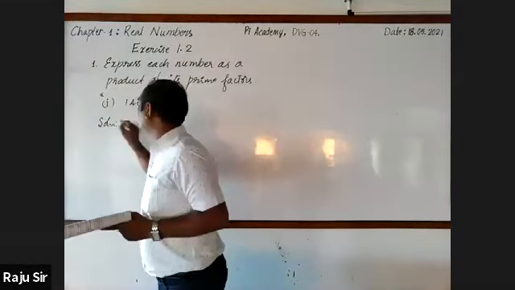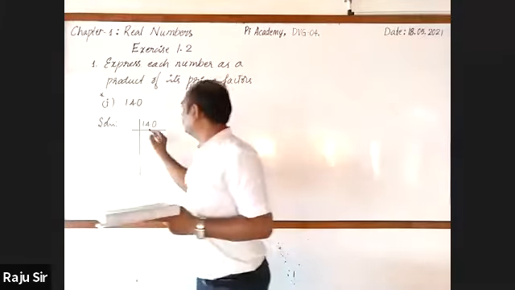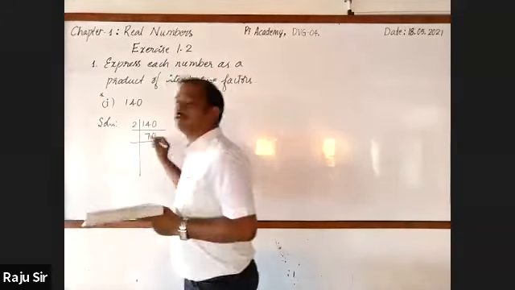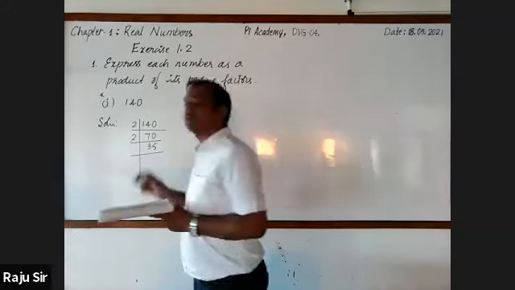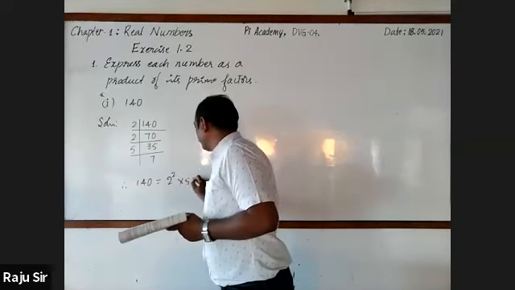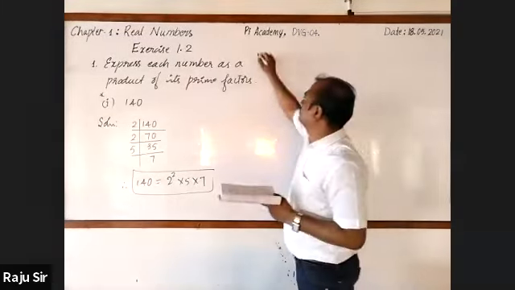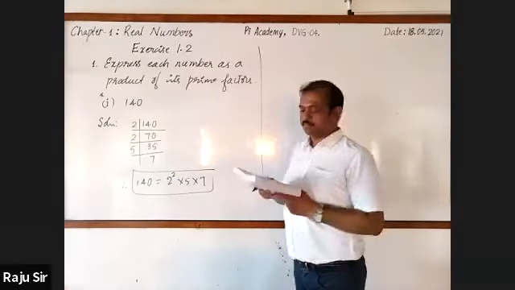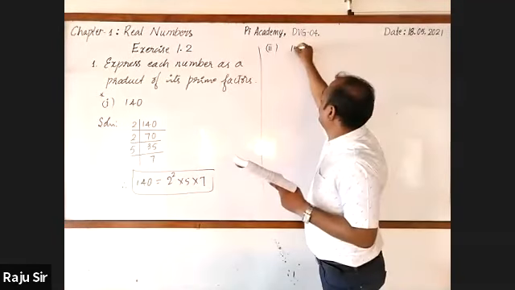Start finding. It is 140, as it is an even number. Divide this by 2. 2 sevens are 14, zero. Again divide by 2 as it is even. 2 35s. And it ends with 5, so 5 into 7. 2 square into 5 into 7. Very good. Therefore, 140 is equal to 2 square into 5 into 7. Already we have solved many problems regarding this, so we should go on writing a bit quickly. Second one: 156.